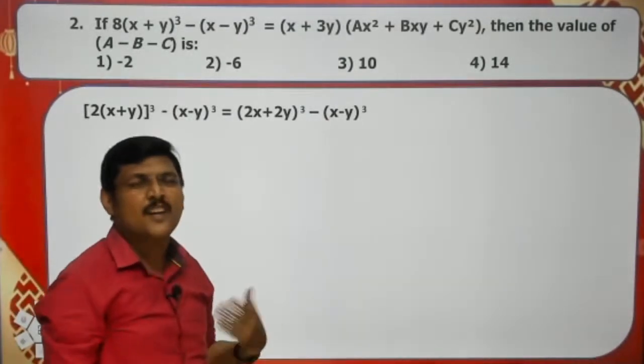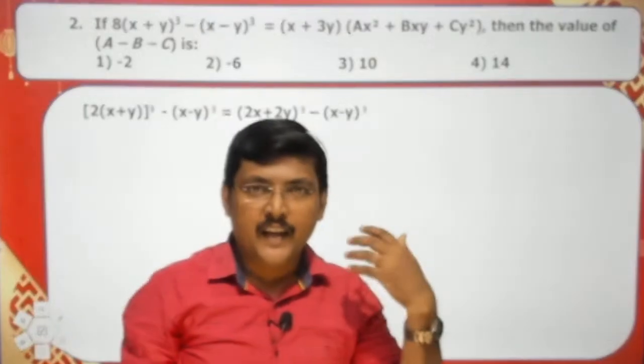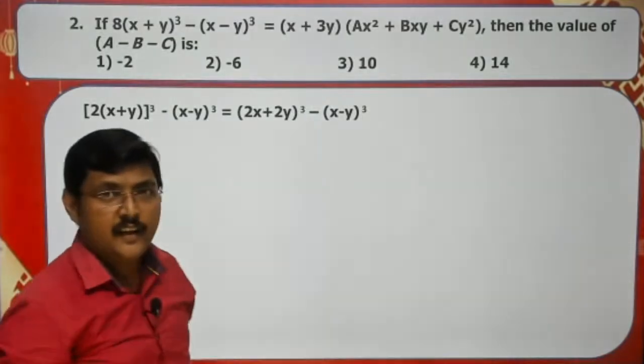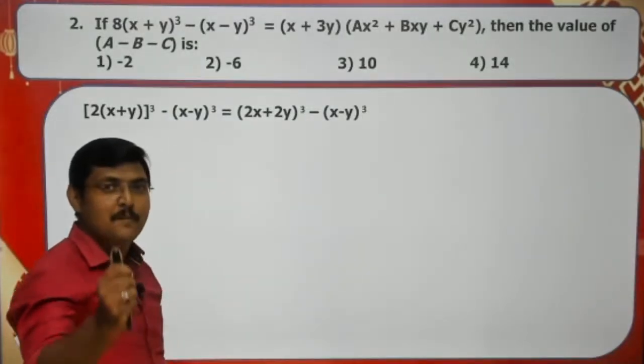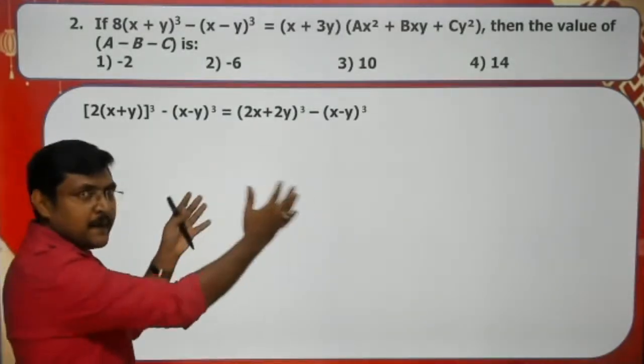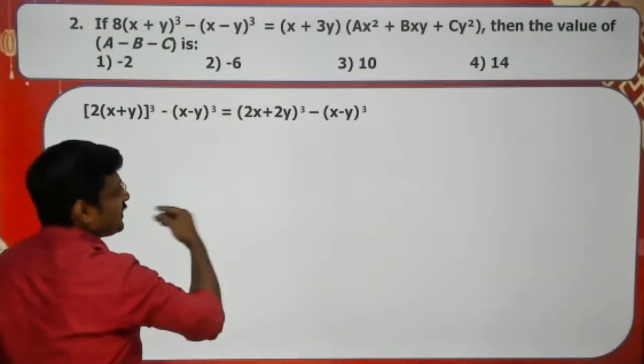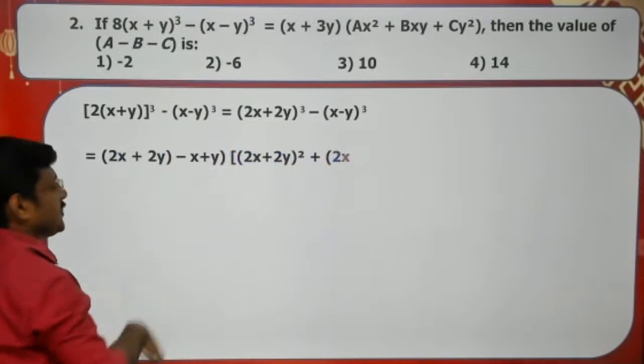What I said, a cube minus b cube is equal to (a minus b) into (a square plus ab plus b square). A minus b into a square plus ab plus b square. So I am going to expand like this, right? A minus b into... so I am writing the next step. As you can see here, this is the next step.